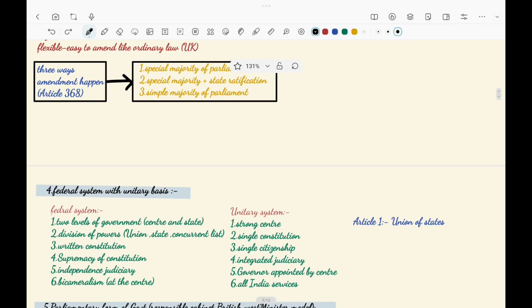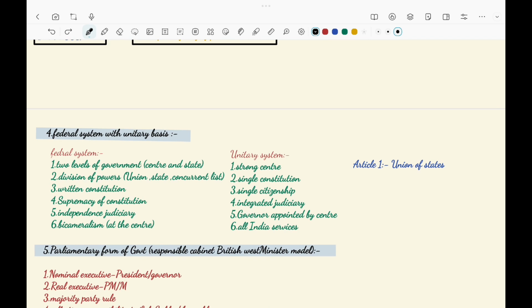And our next feature is that it has a federal system with a unitary bias. That means it is federal: two governments are there separately, in state and centre. So what else can we write in terms of the federal system? Two levels of government will be there, and division of powers between the union, state, and concurrent lists. Concurrent list is basically a subject where both governments will be involved. And written constitution, supremacy of the constitution, independent judiciary, and bicameralism.